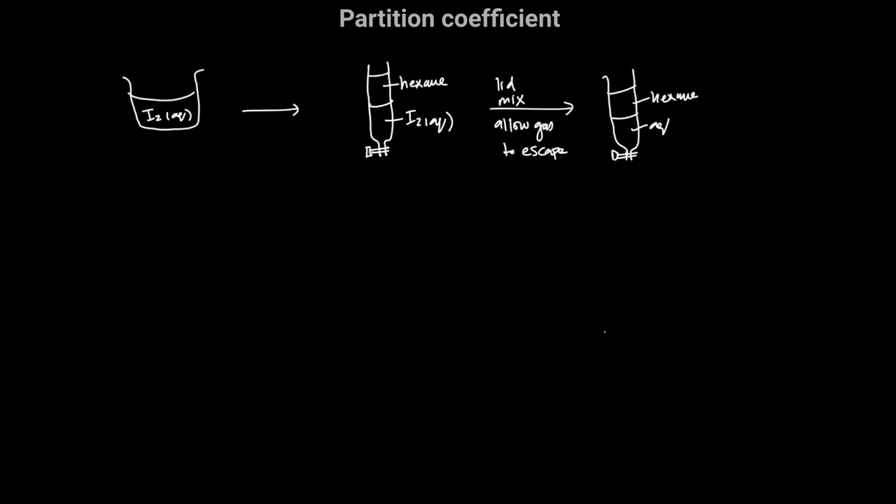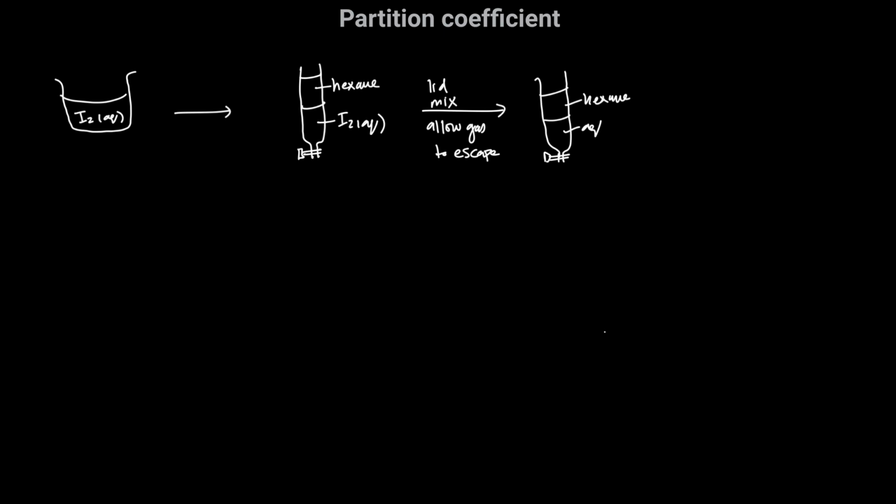Now what I'm going to do next is open the tap and extract the aqueous layer. In the funnel, what do I have left over? I have the iodine in the hexane. So I've essentially separated some of the iodine from the aqueous layer into the organic solvent.